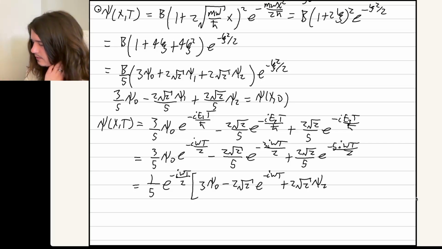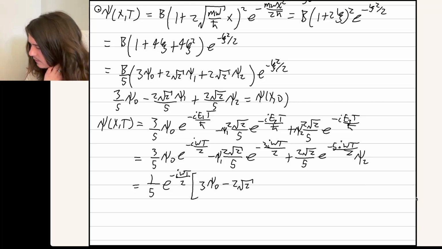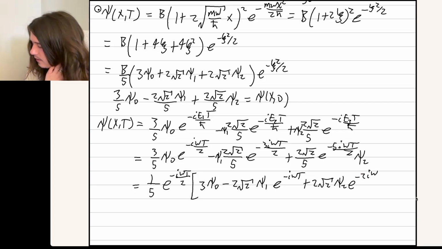I realize now that I've been dropping some psi's. There's supposed to be a psi 1 here and a psi 2 here. I guess I got a little bit fast and loose. Let's just do it like this. Psi 1 plus 2, and then the time piece, so e to the minus I omega T, plus 2 root 2 psi 2 e to the minus, and then it's 2 I omega T. Right.